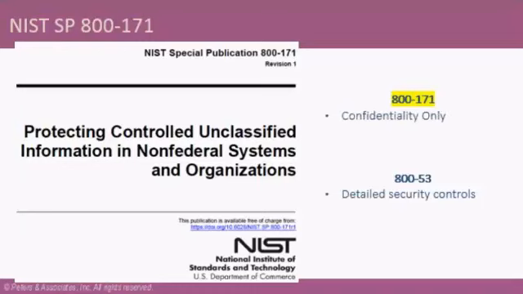So we'll kind of differentiate those. Okay, another differentiation that's very specific around DFARS or 800-171 is the fact that it's very focused on confidentiality. There are other elements that oftentimes people are worried about, such as availability of information or integrity of information. This doesn't care about it. It really just focuses on confidentiality.